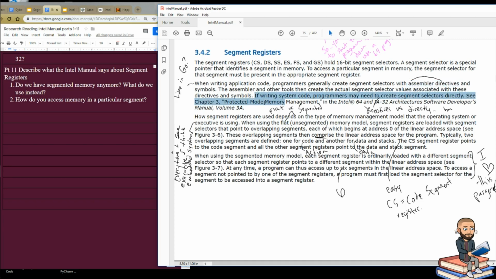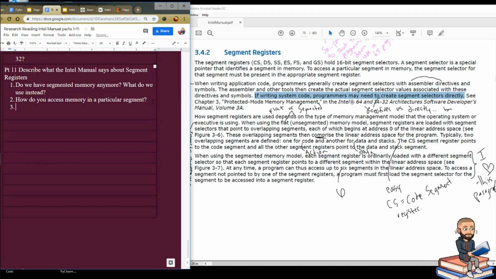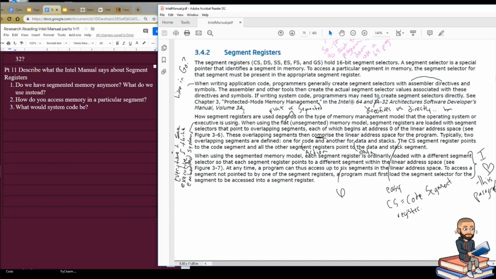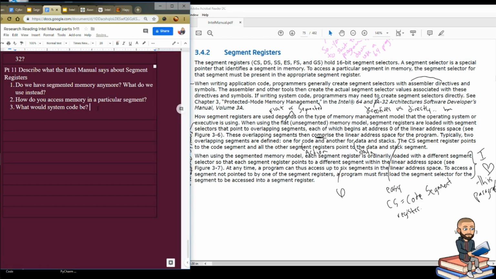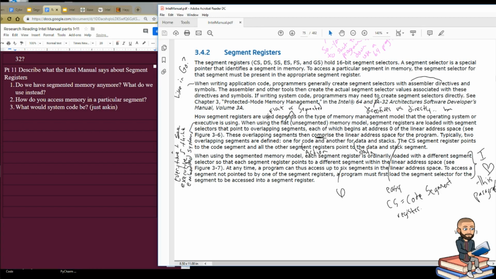Well, the next part says that if writing system code, programmers may need to create segment selectors directly. Okay, so what would system code be? I wonder if that's like kernel coding or maybe operating system coding. Well, I guess those two might be the same thing. Oh, so that's a just-asking kind of question. I need a real answer to that.